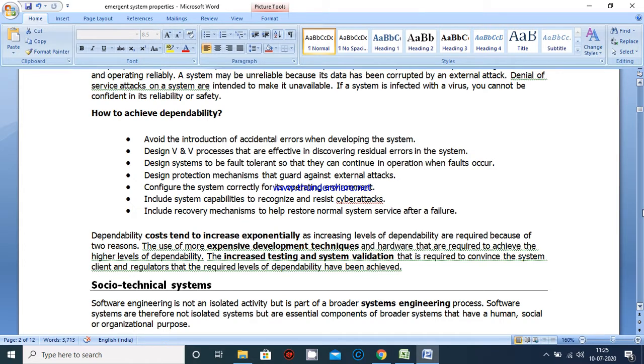Configure the system correctly for its operating environment. Include system capability to recognize and resist cyber attacks. Next and last one is to include recovery mechanisms to help restore normal system service after a failure. So these are the methods, the techniques through which you can achieve the dependability of a software system.